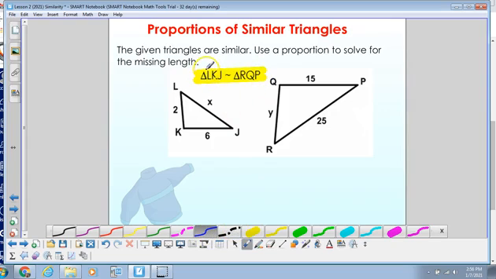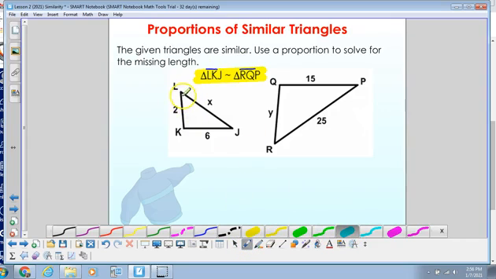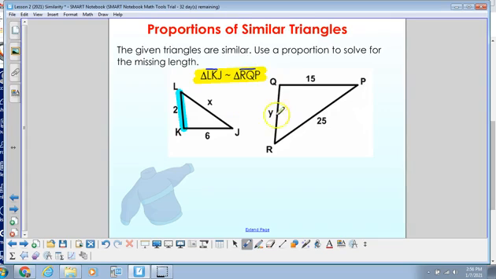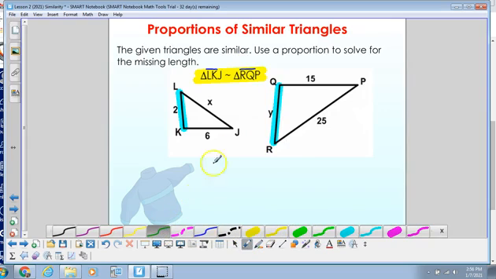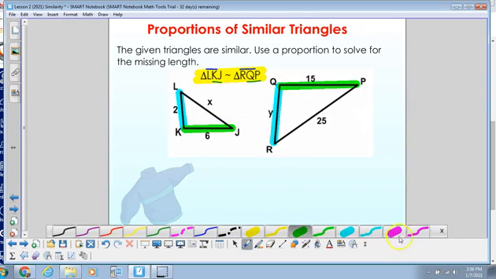So when I look at this first part right here, LK, I'm going to make a little mark over this just to indicate LK, my first two letters, and RQ here. Those parts match up together. So I'm going to highlight them with one color. LK matches up with RQ. Also, I'm going to underline this one. KJ matches up with QP. And of course, our third sides match up. It's a little harder to indicate here, but first and last, LJ corresponds with RP.